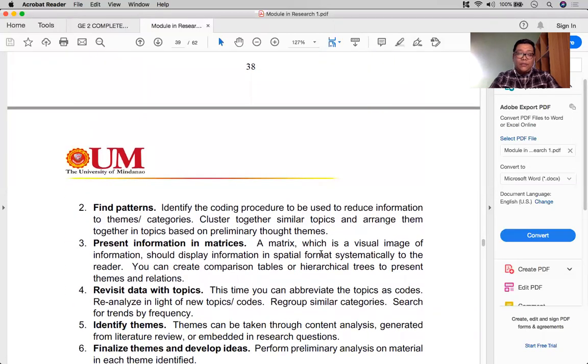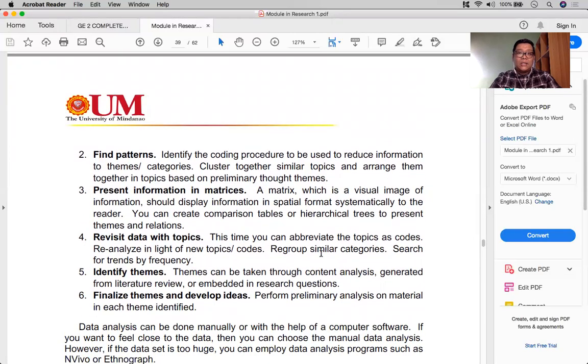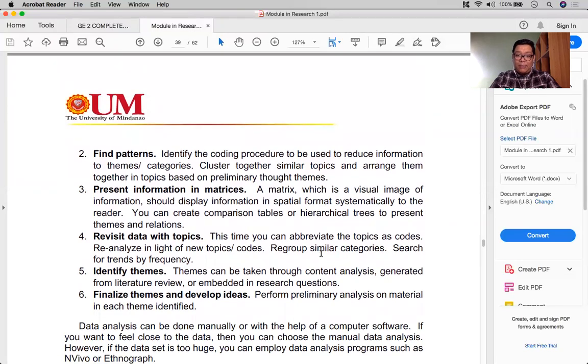And then after that one, you need to find patterns, identify the coding procedure to be used to reduce information to themes or categories, cluster together similar topics, and arrange them together in topics based on preliminary thought themes. After this one, you need to present these generated data in matrices. A matrix, which is a visual image of information, should display information in spatial format systematically to the reader. So you can create comparison tables or hierarchical trees to present themes and relations. You can simply make a table where in the first column you have the themes, and in the second column you have the verbatim responses from where the themes have been generated.